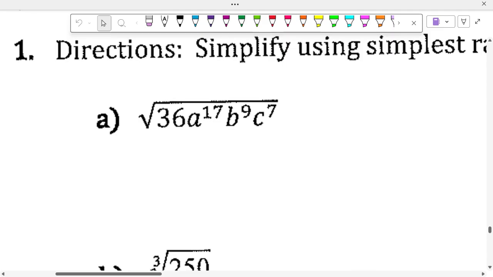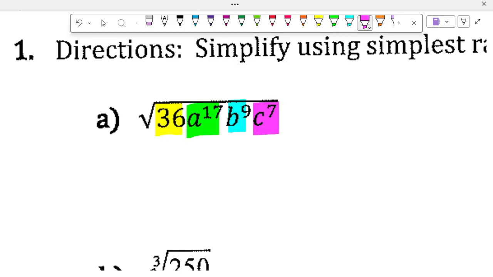I just like to break it down one part at a time. So I do every little piece individually. I do the number by itself, I do each variable by itself, because it's all going to go back under the same radical. So that's kind of how I split it up.